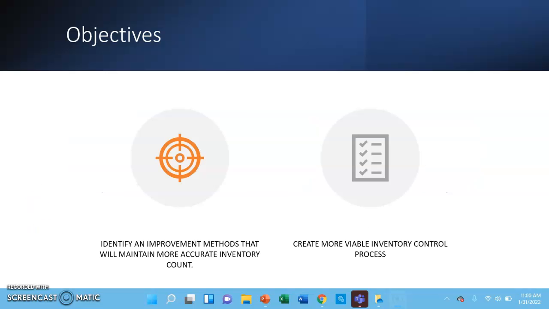So the objectives for my project will identify an improvement method or methods that will maintain more accurate inventory counts. I also want to invest a little bit more time and effort into the manual area of inventory systems. I feel like that's probably where our downfall is the most. I want to create a more viable inventory control by using visibility as more of a standard. I find that maybe barcodes and or color coordination as far as inventory labeling would probably be more beneficial to maintain a more visual status on inventory control.